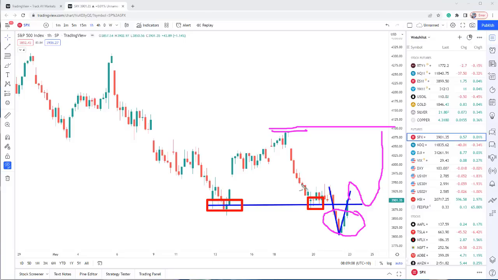So the support level, support level, support level, and then we have the big move down and a big move back up. Now we're getting this level here where we're getting a few things in place.